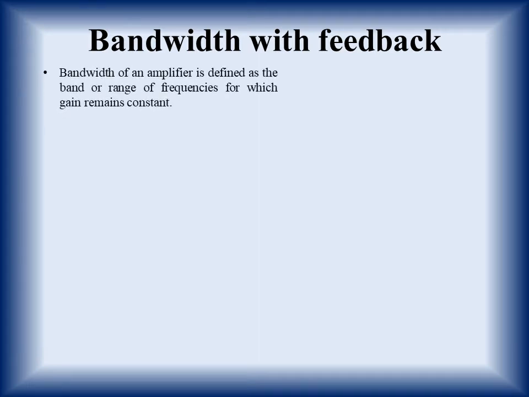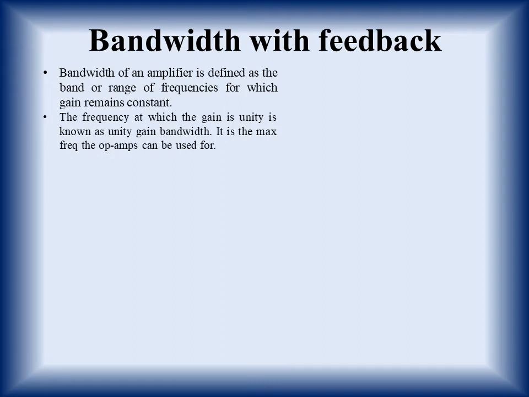Next is bandwidth with feedback. Before discussing bandwidth with feedback, we'll discuss some of the equations. First of all, what is bandwidth? The bandwidth of an amplifier is defined as the band or range of frequency for which gain remains constant. The range of frequency from frequency F1 to frequency F2 over which the gain remains constant is the bandwidth.